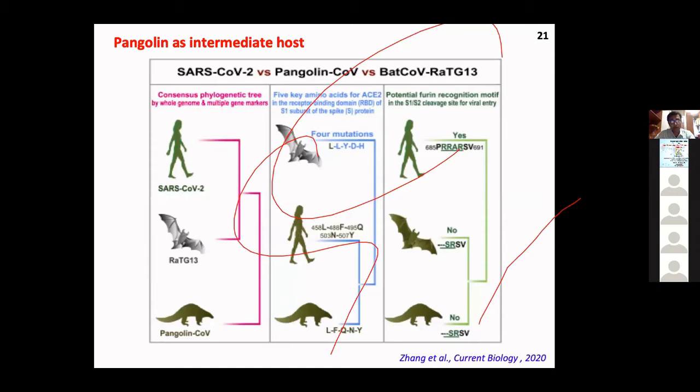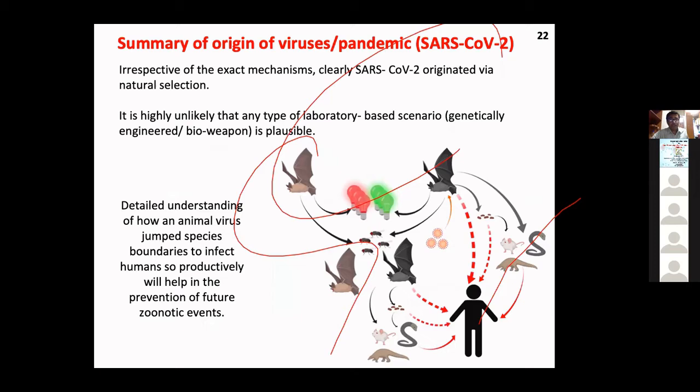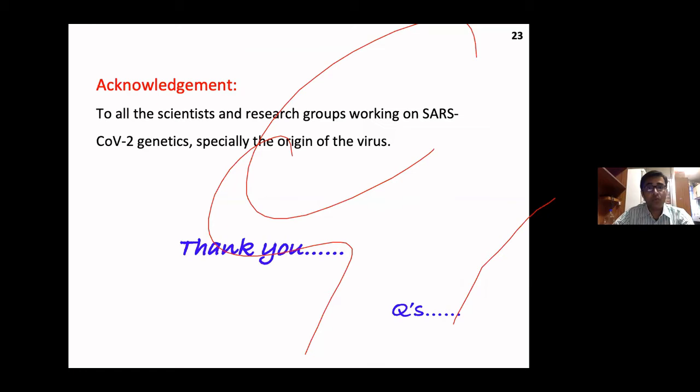So as a summary of the origin of SARS coronavirus 2, irrespective of the exact mechanisms, there are research groups working on SARS coronavirus 2 genetics, specifically working on the origin of the virus. And I would like to thank all the audience here, and I welcome any questions. Thank you.